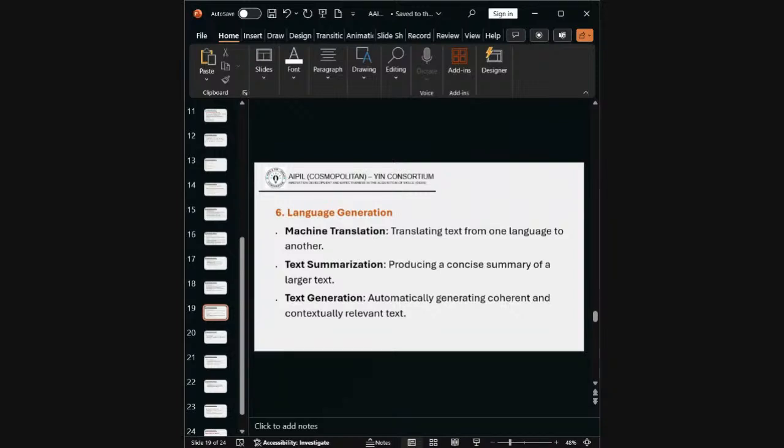When I said text generation, I was saying that, do we realize that just one sentence can be spoken or written, but in different contexts? That's why the third one says text generation. That's generating coherent and contextually relevant text. So I can relate with you understanding the context in which you are saying that sentence.